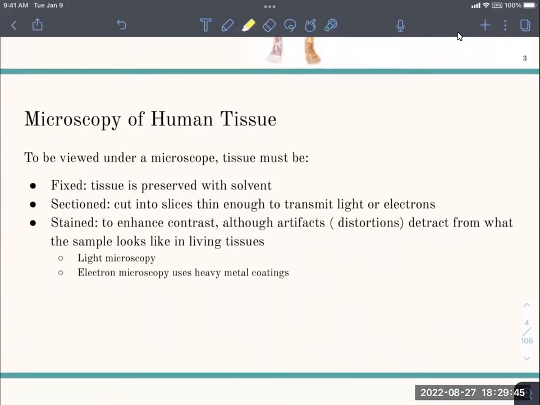So if we're viewing a tissue under a microscope, it has to be fixed to that slide. It has to be cut thin enough so we can see through it, have light come through it. Then it has to be stained a color so we can see the different parts of the cell. And we look at these different kinds of tissue through an electron microscope or a light microscope. We use light microscopes in our classroom.